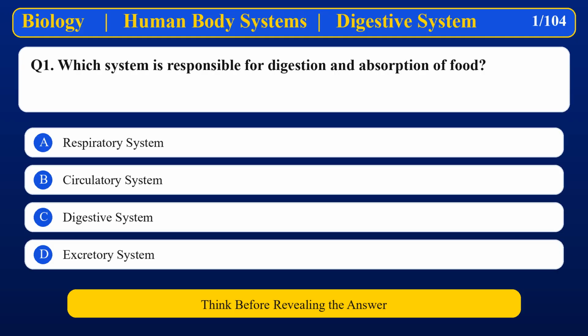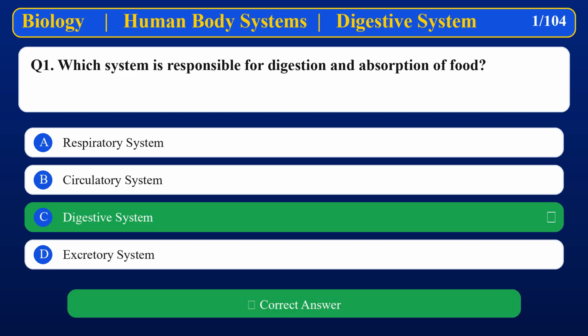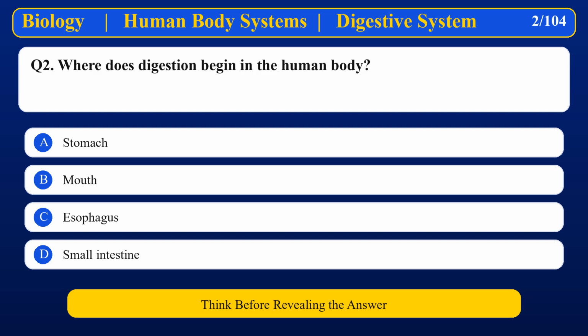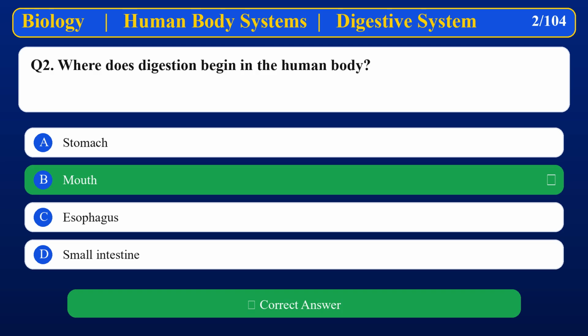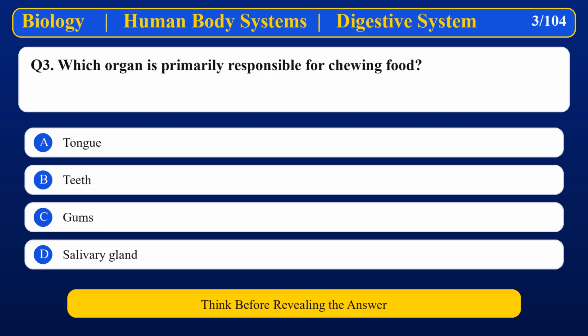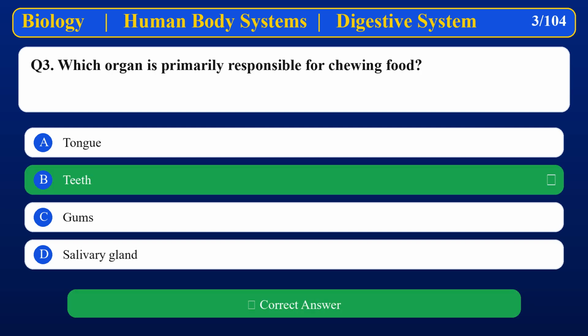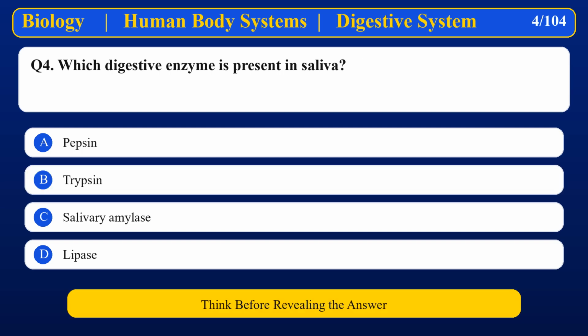Which system is responsible for digestion and absorption of food? Digestive system. Where does digestion begin in the human body? Mouth. Which organ is primarily responsible for chewing food? Teeth. Which digestive enzyme is present in saliva?